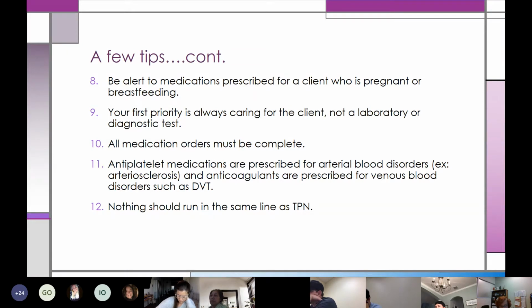All right, just watch for medications for pregnant or breastfeeding patients. Your first priority is always caring for the client, not the lab or the diagnostic test. Take care of your patient first. We've talked about that before as well.